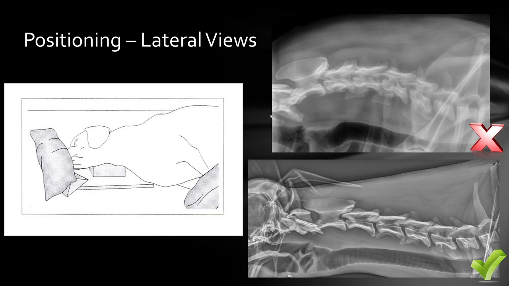This one up here is completely unacceptable. You see the neck is kinked up, it must be twisted to the side. You don't even see intervertebral disc spaces. It's severely oblique. So this is not going to be a diagnostic radiograph.